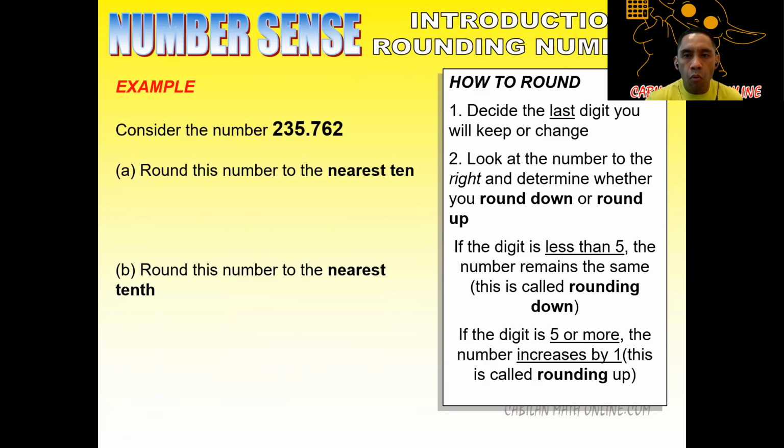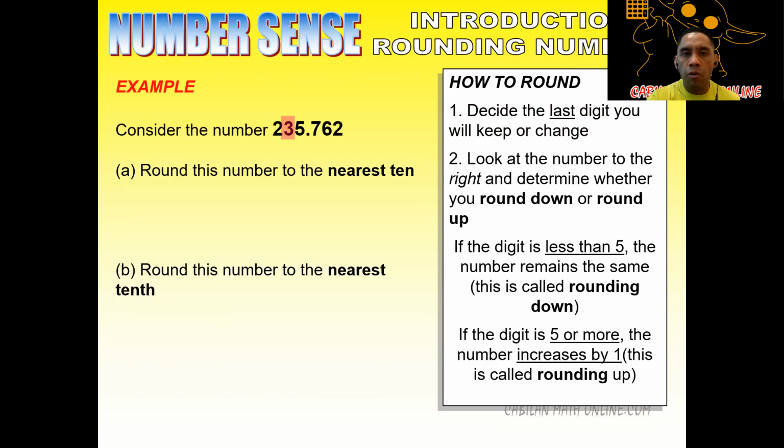So step number one, what we want to do here is to decide the last digit that we will keep or change. You have to look at this number and ask yourself, which number here belongs in that tens column. If you look at 235.762, you should see and understand here that 3 is the number that's in the tens column. So that's step number one.